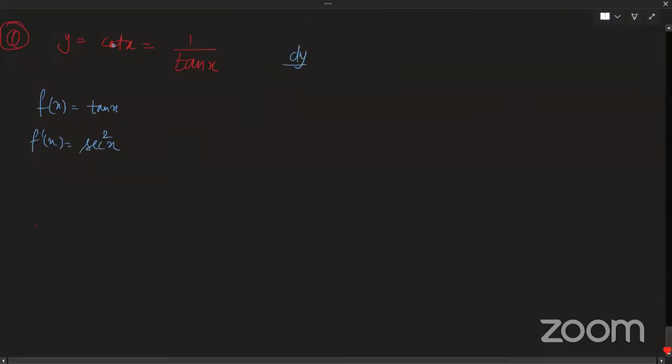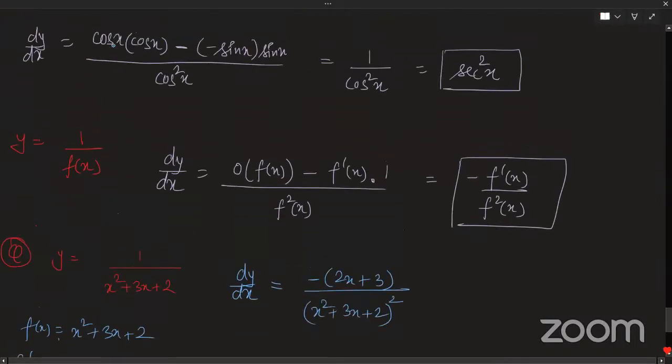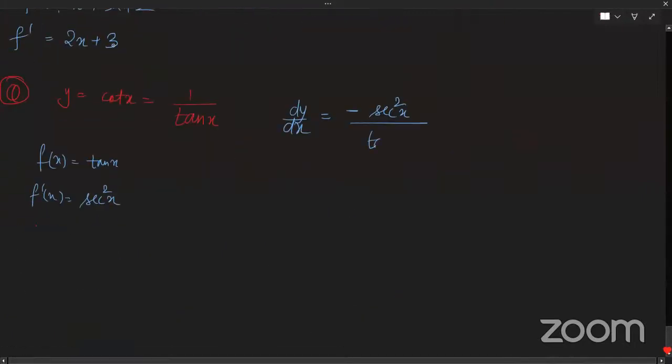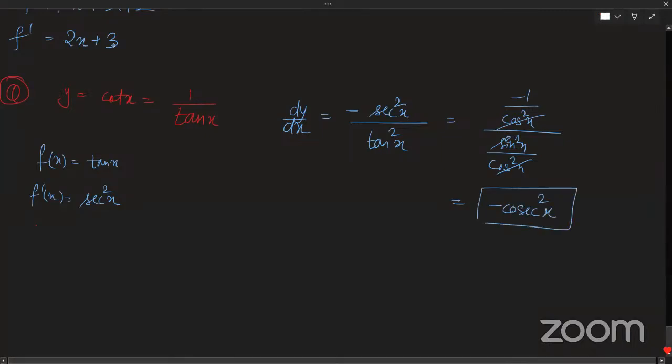So dy by dx is minus f dash x divided by f square x, so minus sec square x by tan square x. So you can just see it can be written as minus 1 by cos square x whole divided by sine square x by cos square x. So it becomes minus cosecant square x. Right? Everyone.